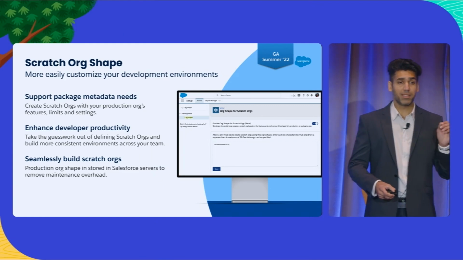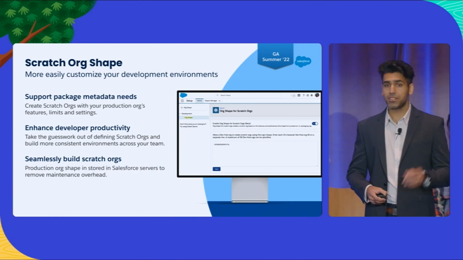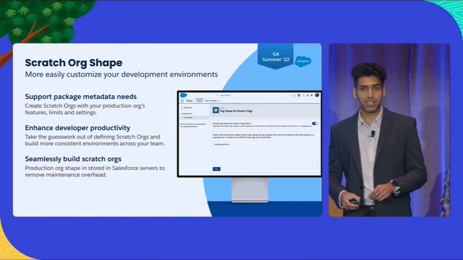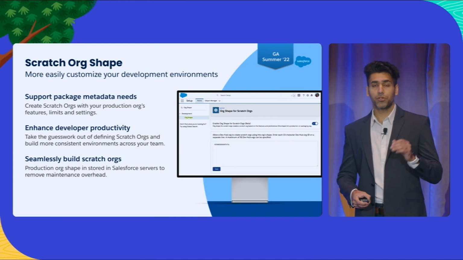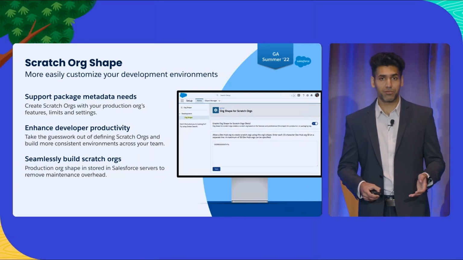So remember, I'm saying features and settings, because the Scratch Org is still going to be created empty, and you still have to source them from a version control system. What you no longer need to do is manually list out all of those features and settings in a Scratch definition file.